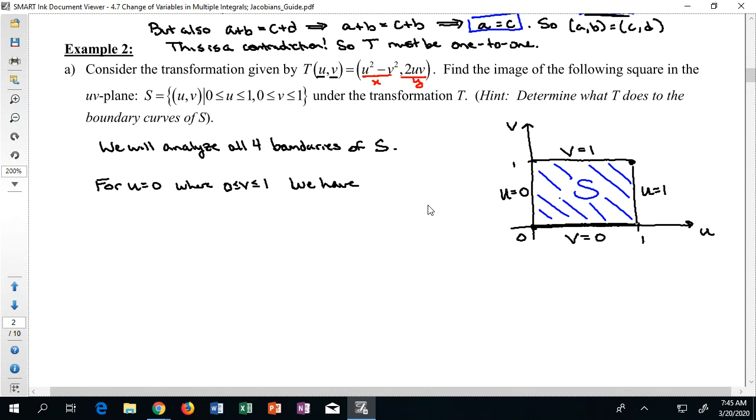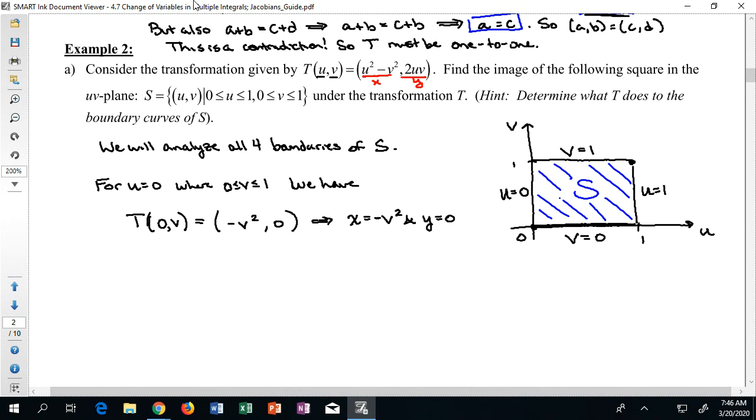So let's see. We would know that when I take a look at my transformation of (u, v), in this case, if u is always 0, then I can kind of put in a 0 here. And if that's the case, I can see what the formula for the (x, y) is going to be equal to. I'm going to get (negative v squared, 0) for the transformation. So what I'll notice here is that this kind of implies that x is going to be equal to negative v squared and y is going to be equal to 0.